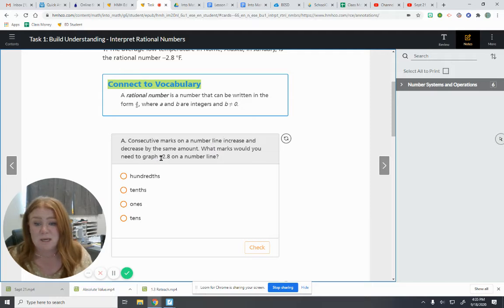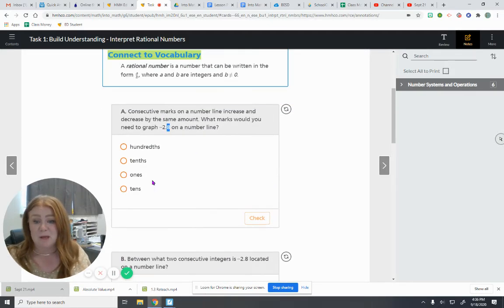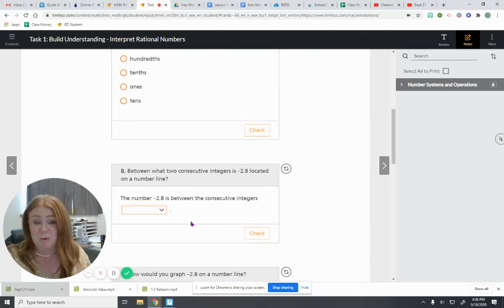So what marks would we need to make to graph negative 2.8 on a number line? The easiest way to think about this is to think about where is that decimal place, that 8. If you can't remember, you can rewind the video just a little bit and go look at that number line and the labels that we put on there. And so this 8 is in the tenths place. So you would need everything to count by tenths to be able to mark exactly negative 2.8 on a number line. You could count by something bigger, but you wouldn't be able to mark negative 2.8.